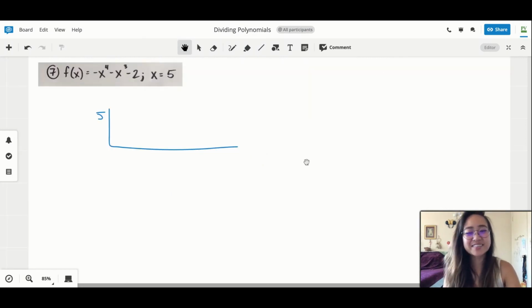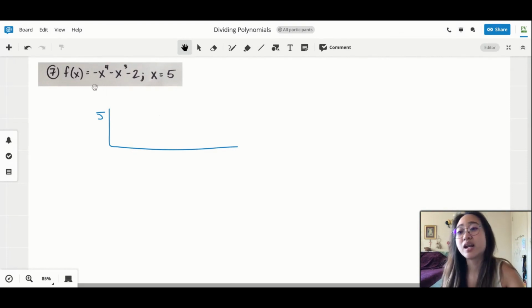Okay, so now we're down to our last problem. Same thing as number 6. Evaluate the function for the given value of x. So I already partially set up the synthetic division bar on this one. We know that 5 has to go on the outside, and let's start by putting the coefficients in descending order of the degrees that they're in.